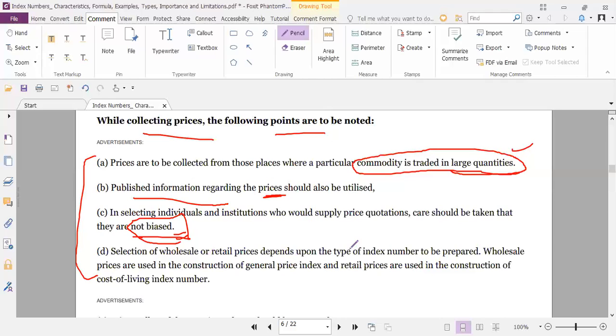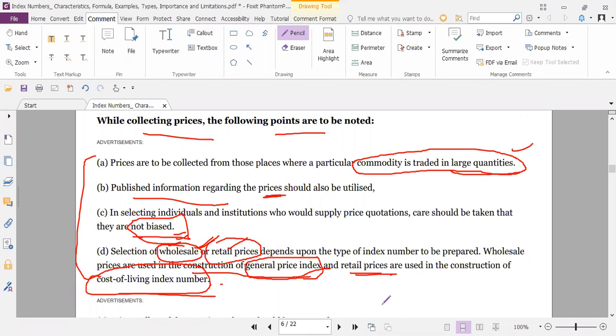Selection of wholesale or retail prices depends upon the type of index number to be prepared. The type of index number which you need to prepare should be decided according to retail or wholesale prices. Wholesale prices are used in construction of the general price index, whereas retail prices are used in construction of the cost of living index number. So you should be aware of this. Wholesale price, general price index. Retail price is used when you're going for construction of the cost of living index number. I've told you this, and you should remember this.